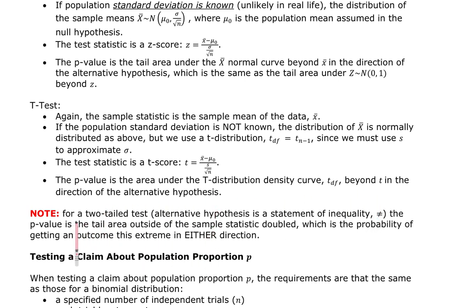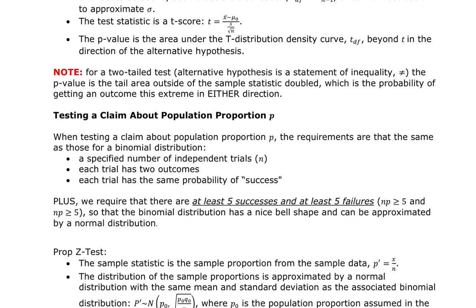Now, I have something to note for a two-tailed test. The alternative hypothesis is a statement of inequality, not less than or not equal to. The p-value is the tail area outside of the test statistic, doubled, which is the probability of getting the outcome as extreme in either direction.